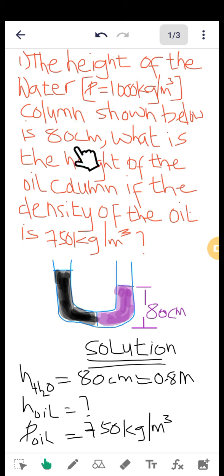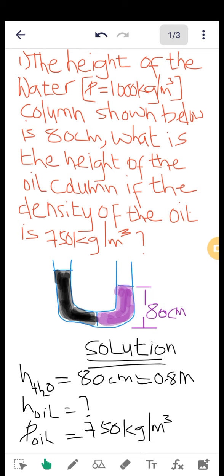to write it in terms of meters. So we make a conversion. The height of the water, which is 80 centimeters, converting to meters, you divide by 100. 1 meter is equivalent to 100 centimeters, so 80 centimeters will definitely be 80 divided by 100, which is 0.8 meters. Then the height of the oil, we don't know. That's what we've been asked to find in the question. They have given us the density of the oil to be 750 kilogram per meter cube.